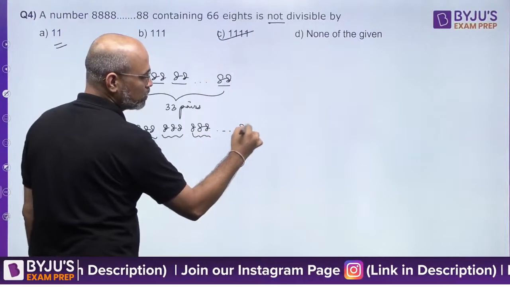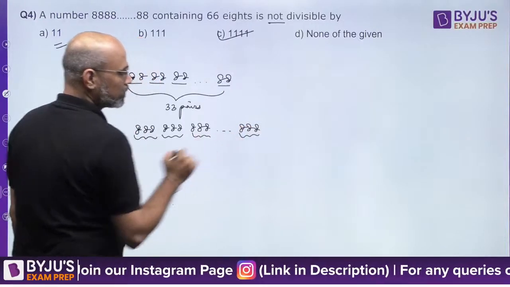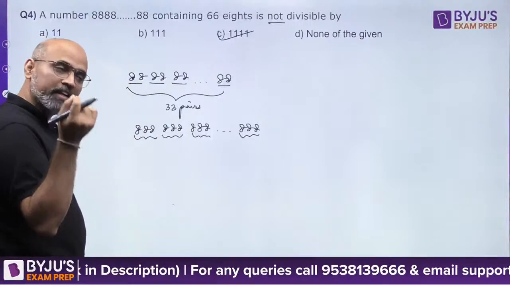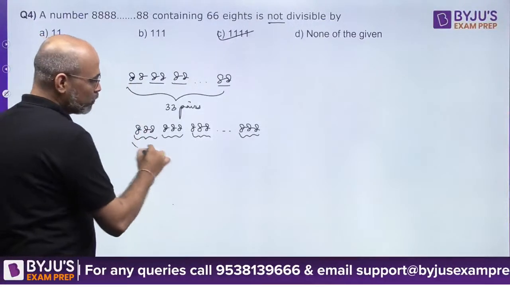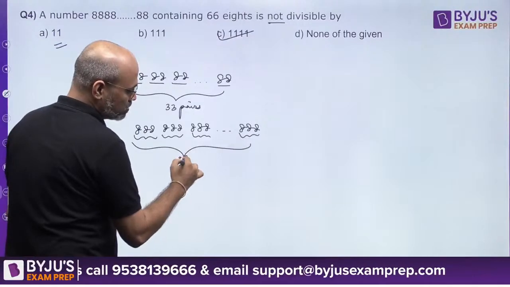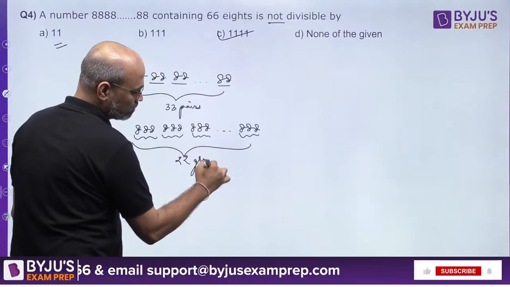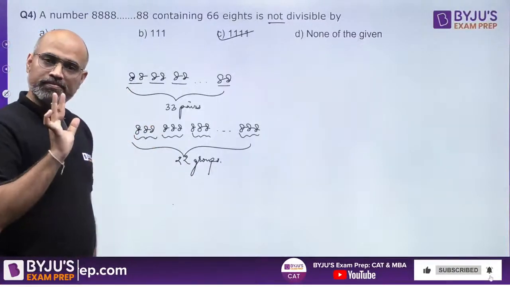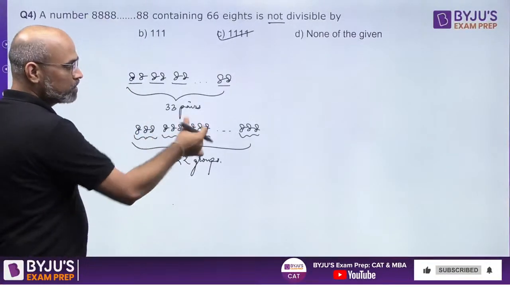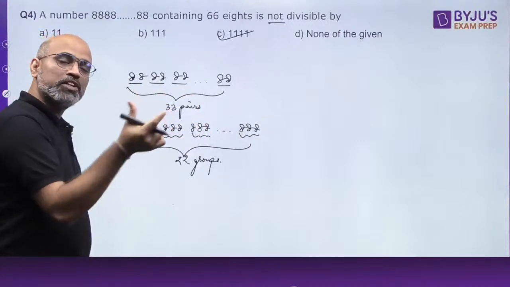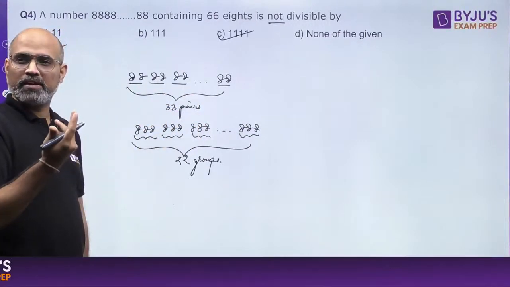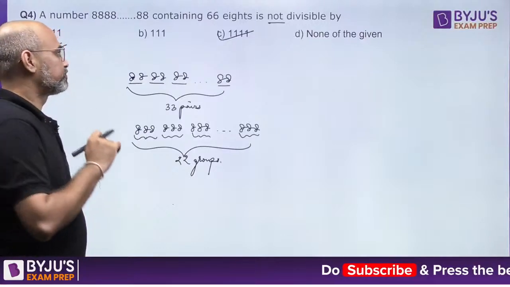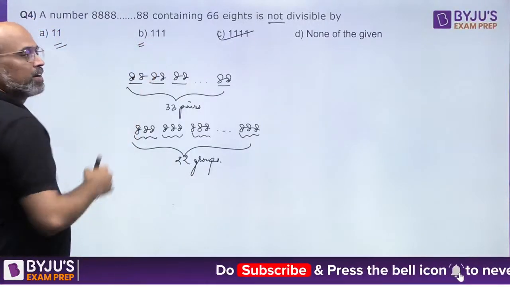And if this continues, don't you think if I take 3 digits of 8, I can form a total of 22 such groups? 3 digits into 22 will be 66. So can I say every sequence of 3 8s will always be divisible by 111? Okay, so this is divisible by 111.